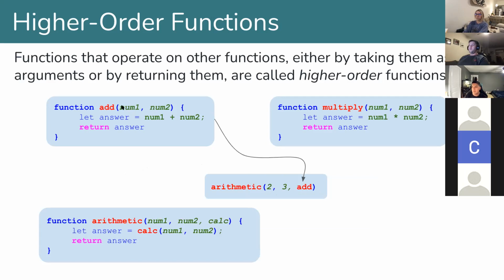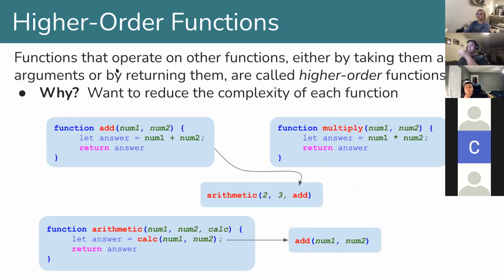And so if we did arithmetic 2 and 3 and add, that means that this calc right here inside arithmetic would turn to add, and then we would be returning an answer that is addition, right? And so that would be the output. The actual return is this method, but for us, it would resolve into the two numbers that we had, 2 and 3. So we would only ever see 5 as the return value.